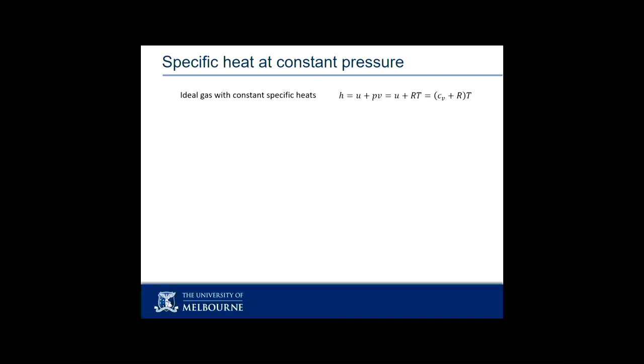If it's an ideal gas, the ideal gas law applies, and so PV can be written as RT. Ideal gas law, PV equals RT. So if PV can be written as RT, and if U can be written in terms of CV and T, because I've got an ideal gas, if U is CV and T, and PV is R and T, then I can factor out the T and say that H is CV plus R times T.